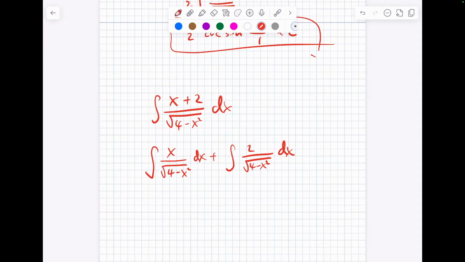Now this time it's going to be a little bit harder than last time. This time it's going to look like this. Oh, son of a pineapple.